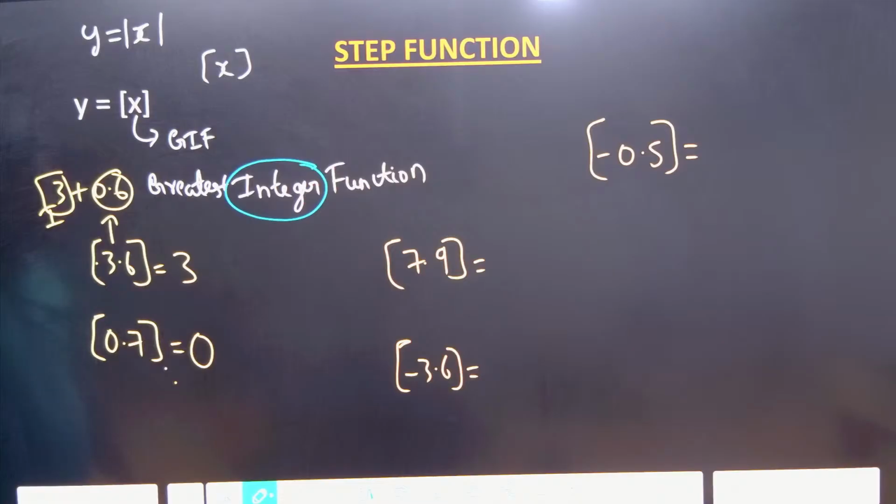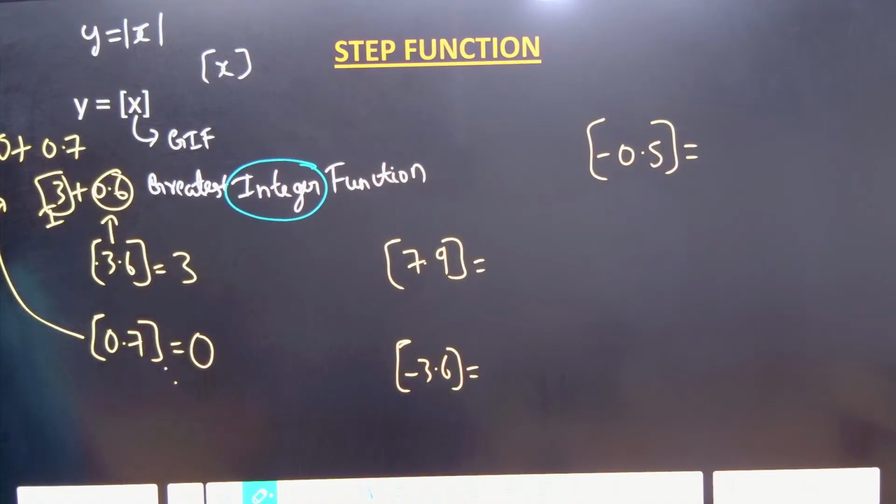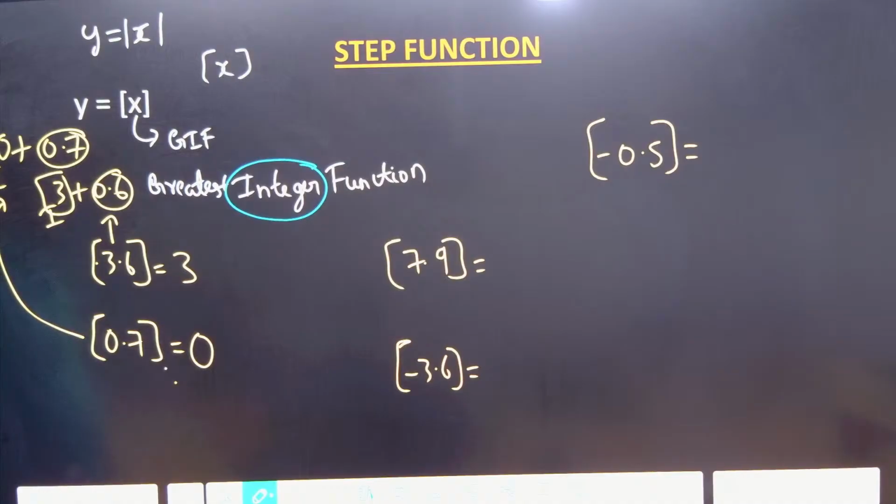Now 0.7 is there. What will you write 0.7 as? You will write it as 0 plus 0.7, yes or no? 0 is also an integer. Understand? Of course it is a whole number. 0 along with positive numbers and negative numbers forms the integers. So 0 plus 0.7, here the integer is 0. So you will not write 0.7, you will write 0.